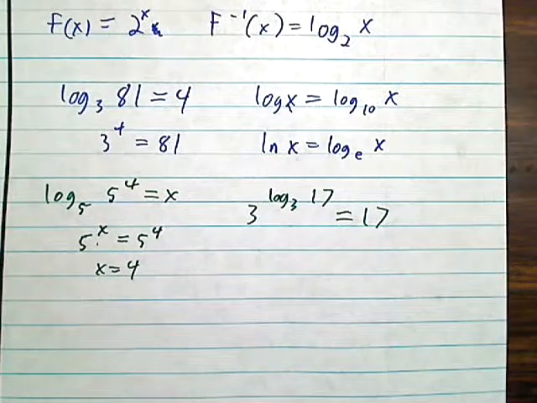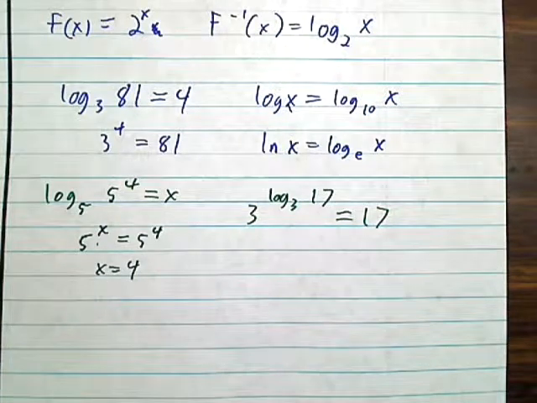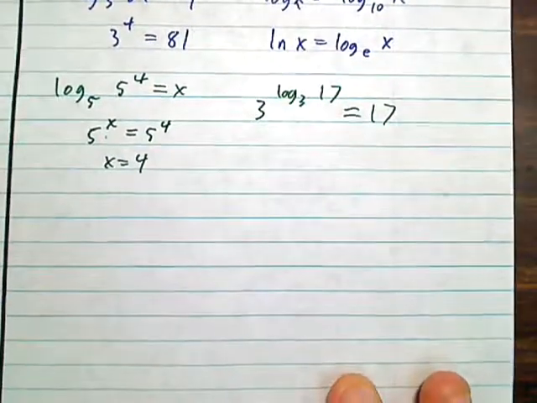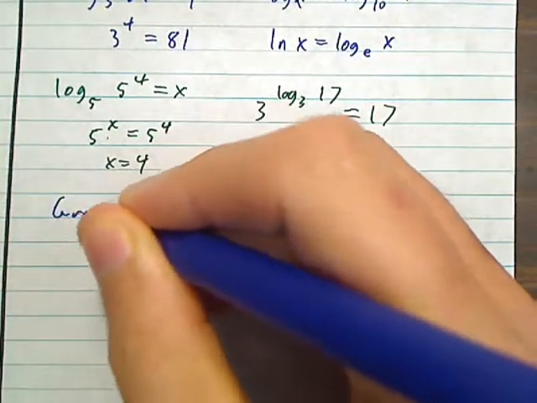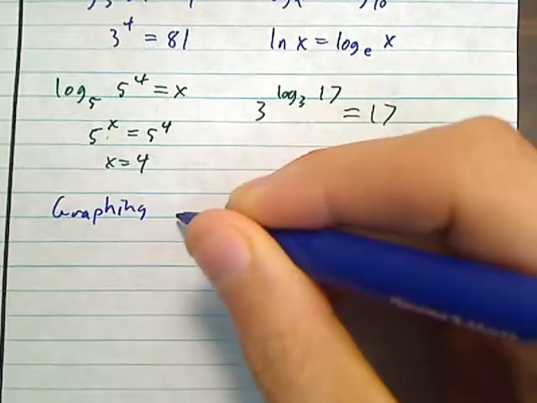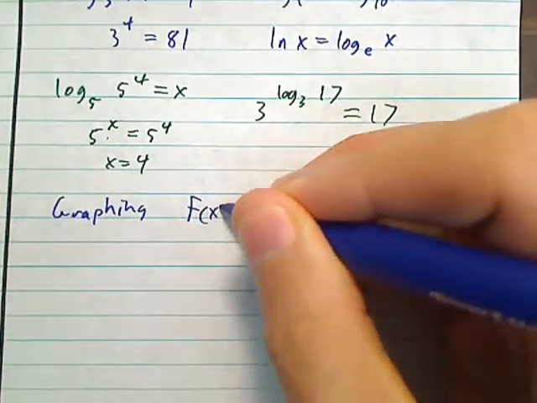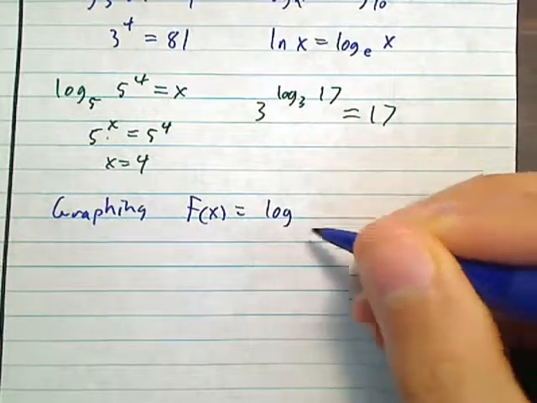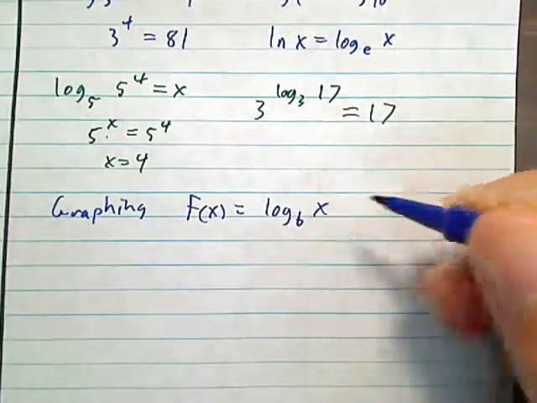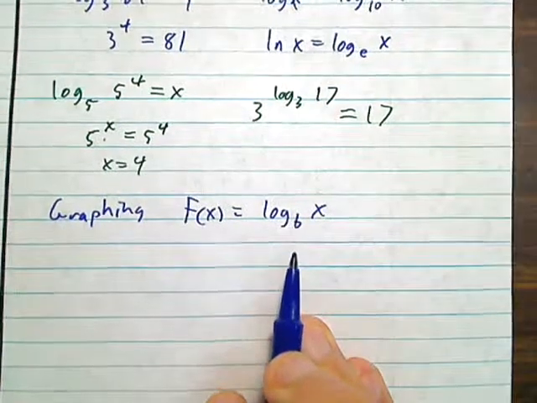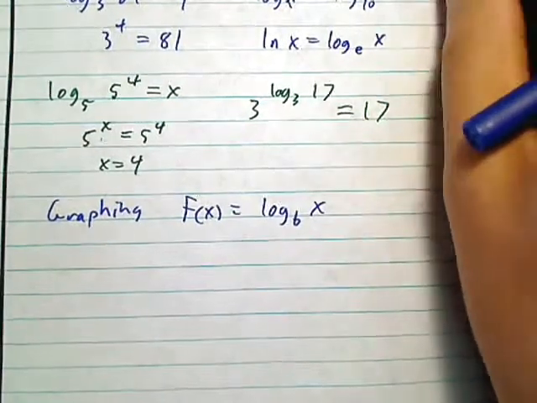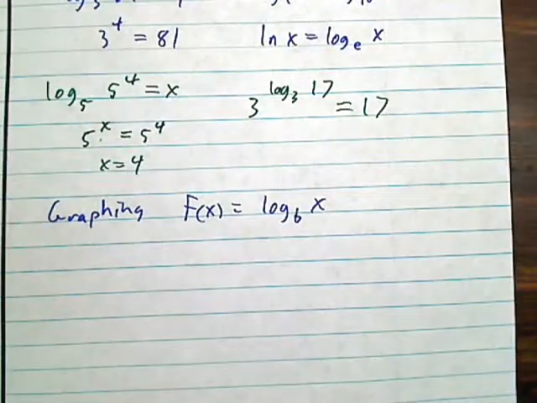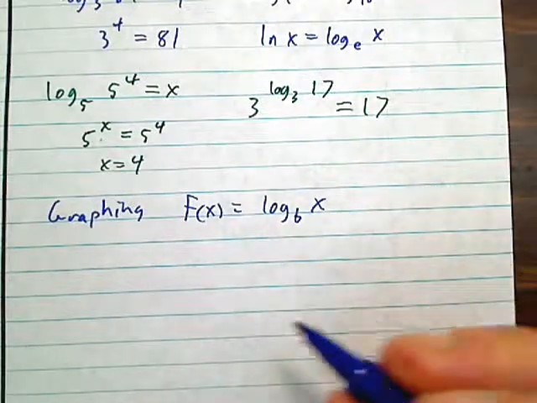Okay, there's one other thing I want to look at, the graph of these functions. Let me switch my color back again. So the graph of what a logarithm will look like. Graphing. And let's say we're graphing the function f of x equals log base b of x. So for any base, the graph is basically going to look the same, and we'll find that every logarithm graph is just a vertical stretch of another logarithm graph. So they're all similar to each other.